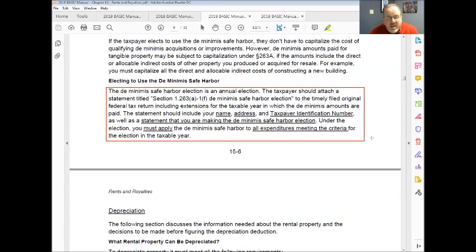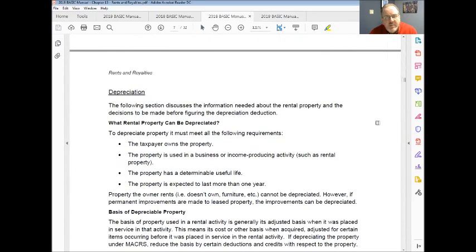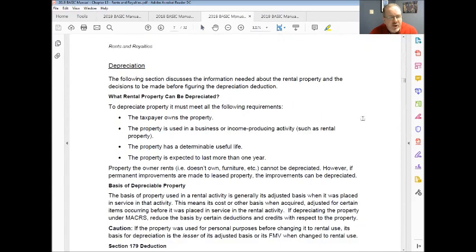And what that does is, for a lot of things, since it's not depreciated and it's not showing up that way on the return, it would help us down the road when we have to recapture, if you will, some of the depreciation that we've taken, and it keeps that out of that. Okay. All right. Okay. Depreciation.